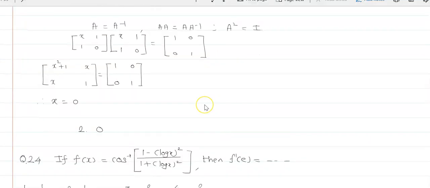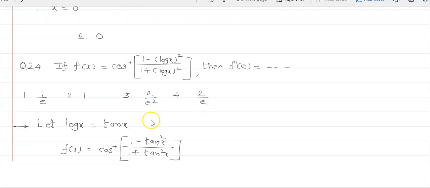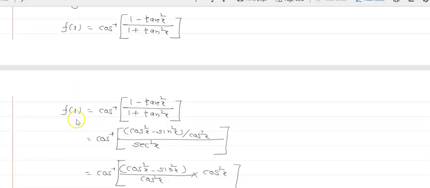Now here again we will see that log of x is equal to tan of theta, f of x is equal to cos inverse of (1 minus tan square theta) upon (1 plus tan square theta). Now simplify this. Tan square theta means what? Sin square theta upon cos square theta.